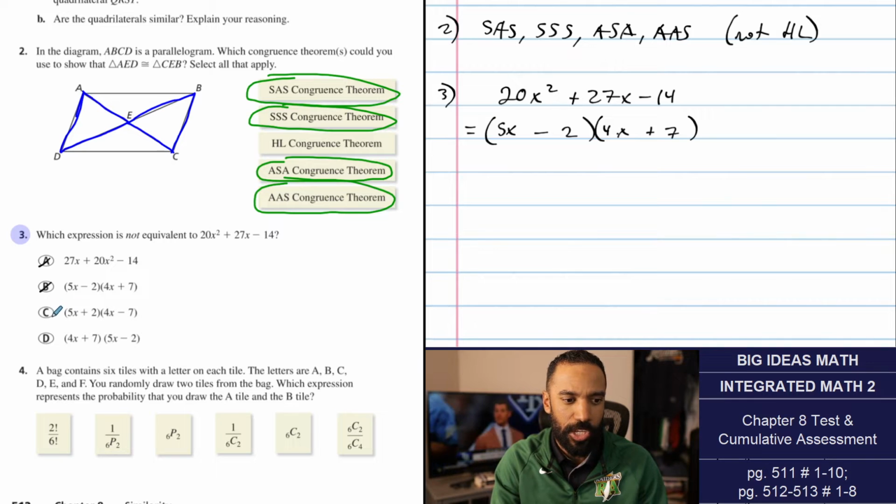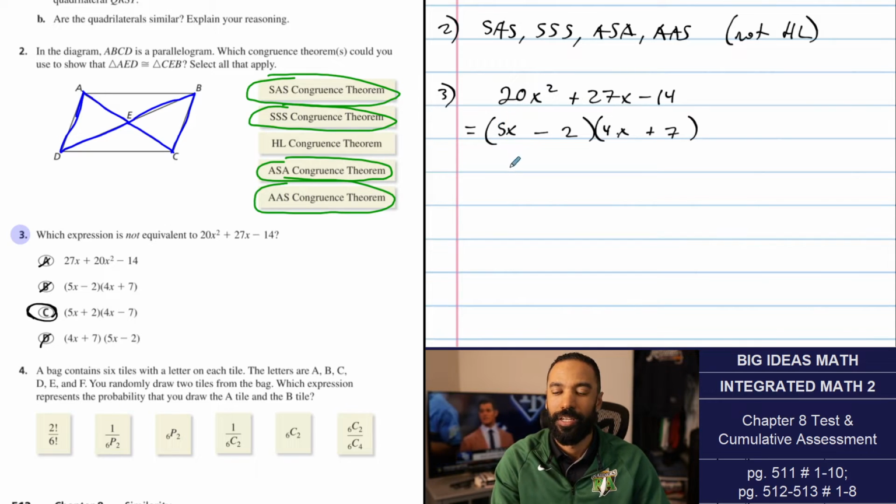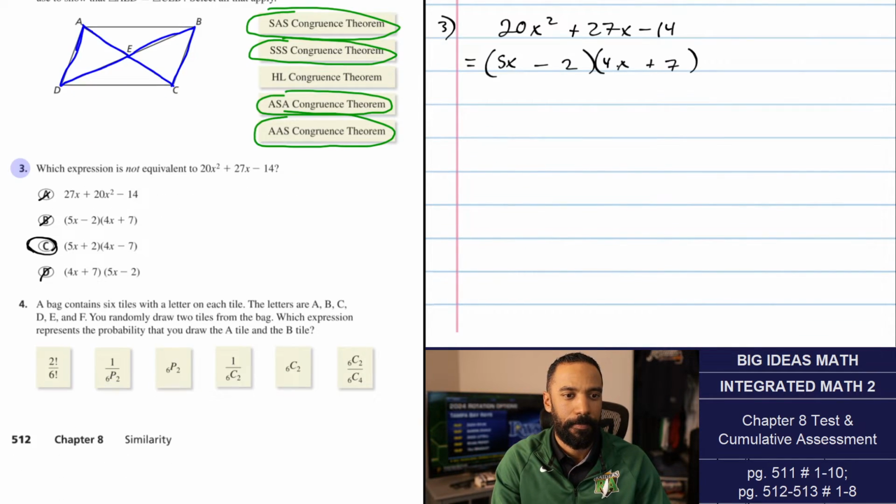The plus and minus swaps those to make negative 27x. That looks like that would be the answer. And I should have looked at these. And 4x plus 7, 5x minus 2 is there. That's also not the answer because that does work. So there's a factorization. There it is.